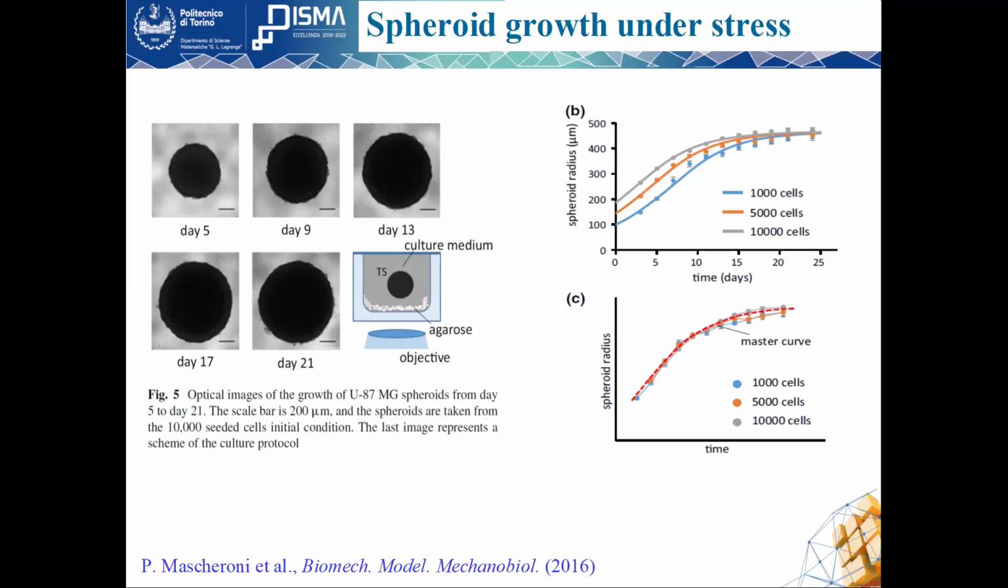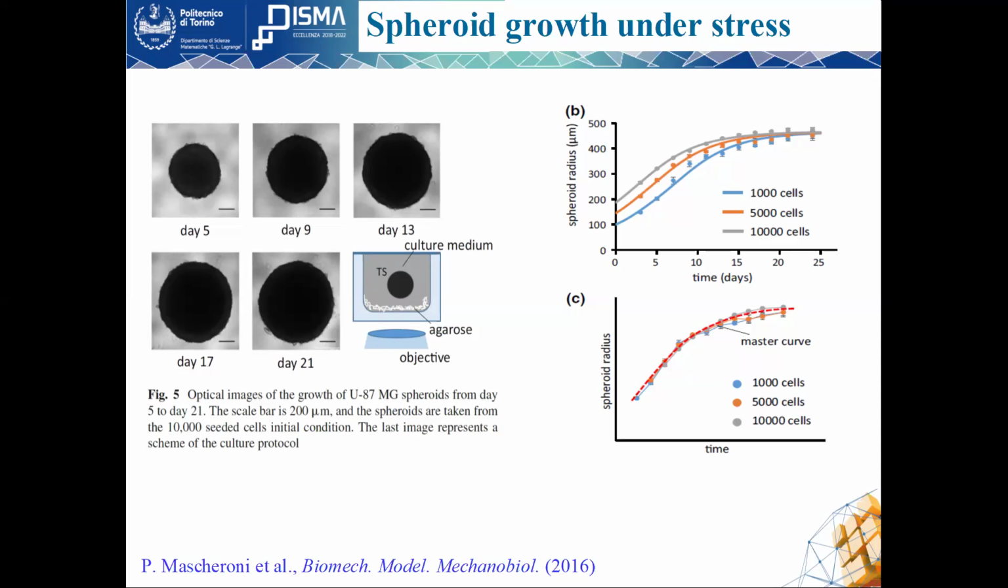Dextran is a big molecule. It cannot penetrate into the spheroid, and so this difference in concentration will generate a compression of the spheroid. The main difference between these experiments and the other one is that in this case the compression is constant, the stress applied to the spheroid is constant, while in the other one, of course, as the radius of the spheroid increases, the stress applied to the spheroid is increasing.